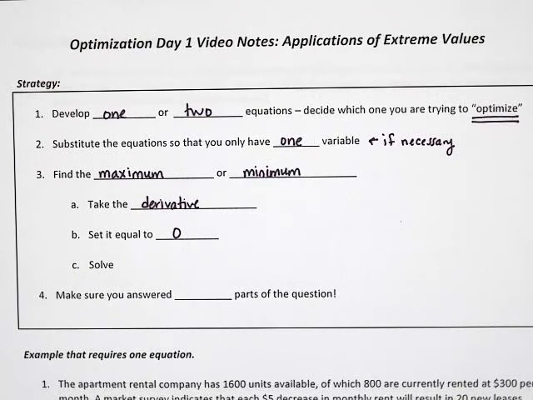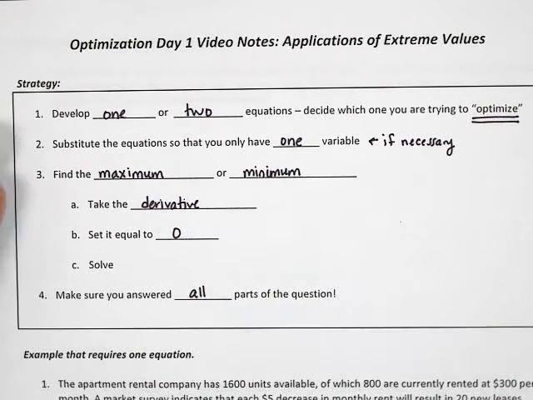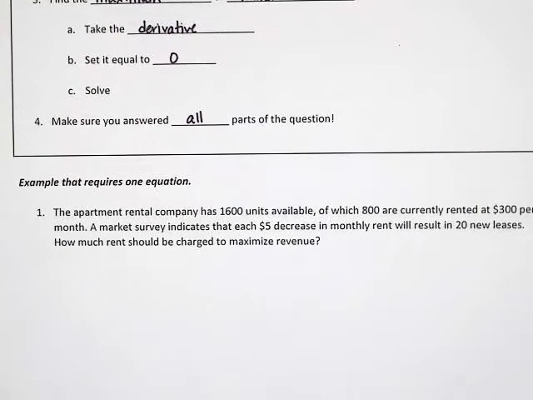That should look familiar. That is something we practiced in Chapter 5, Part 1, where we talked about extreme values and finding maximums and minimums. Then, at the end, you want to make sure you answered all parts of the question. Let's take a look at example 1 and see if we can figure this one out together.